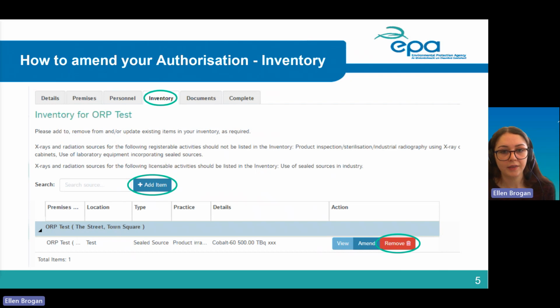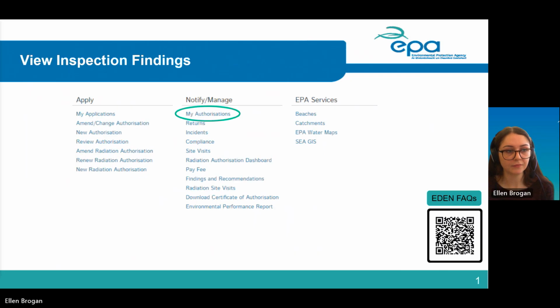And again, with the Inventory tab, if you want to remove an item of equipment, for example, that you no longer use, select the Remove button at the bottom, and you'll be asked for details about the removal. The same applies if you want to add: select the Add button, and you'll be asked for details. Again, go to the Complete tab before clicking the Submit button.